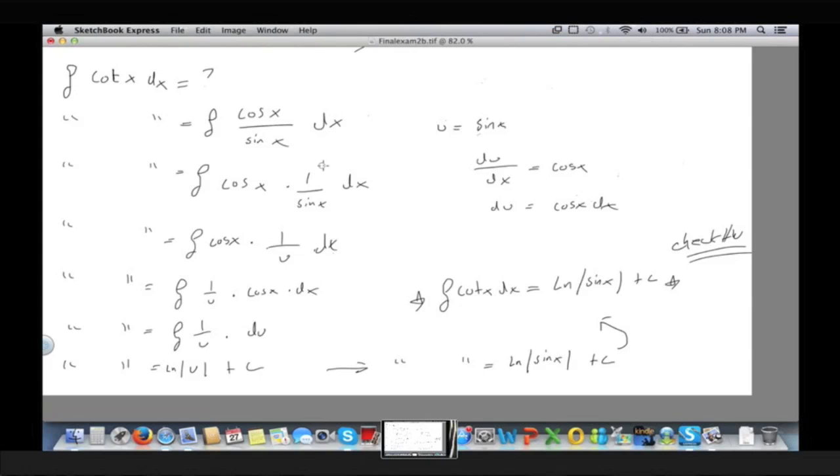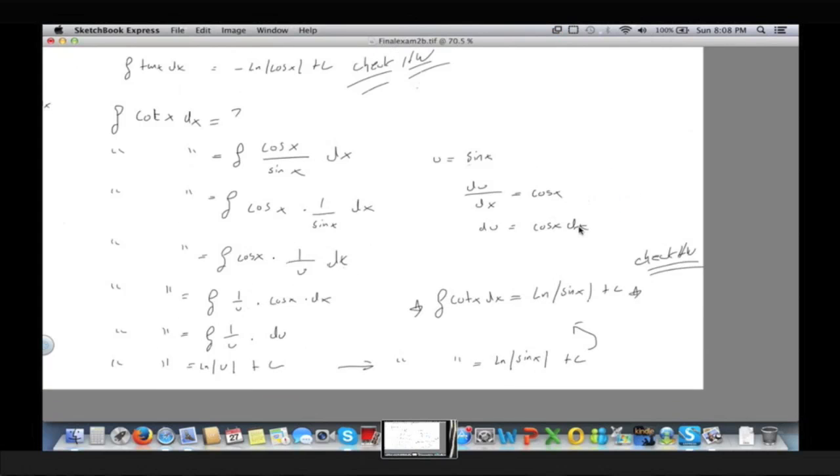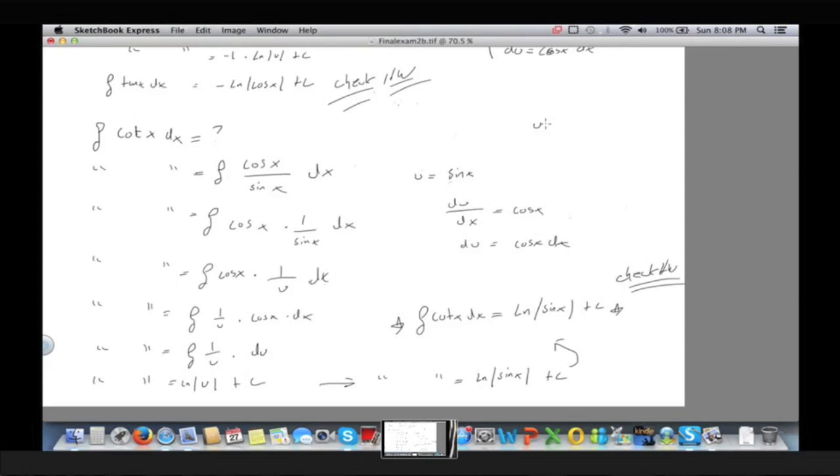Maybe up in the top corner, write down the other substitution you tried. You also tried u equals cosine x. Okay. Let me just put that off in the corner as something else you tried. u equals cosine x. Now, what's the derivative of cosine x? That's negative sine of x.